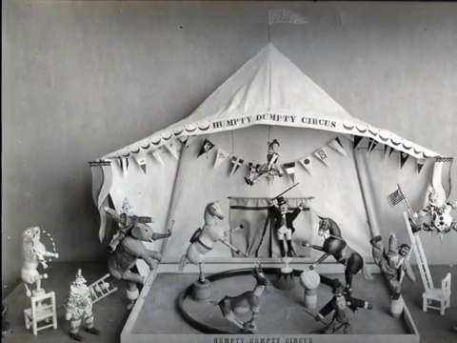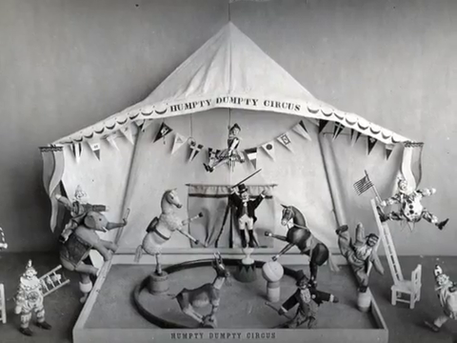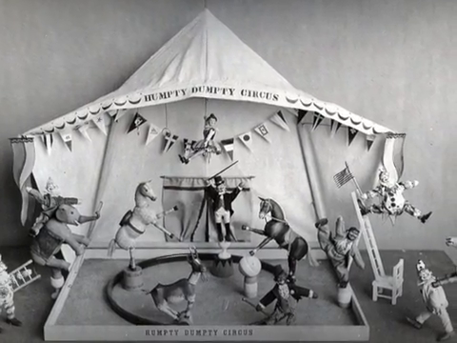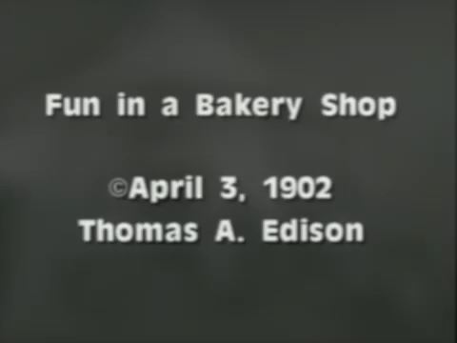The first animation using stop-motion was called Humpty Dumpty Circus, created by Albert E. Smith and J. Stuart Blackton in 1897. Unfortunately, this film no longer exists, only documentary evidence remains.